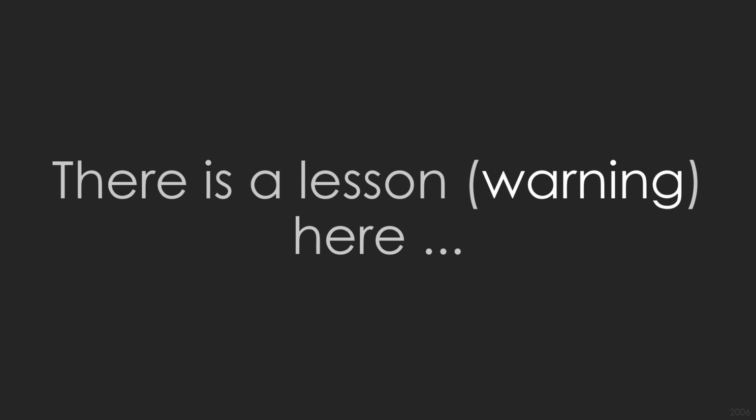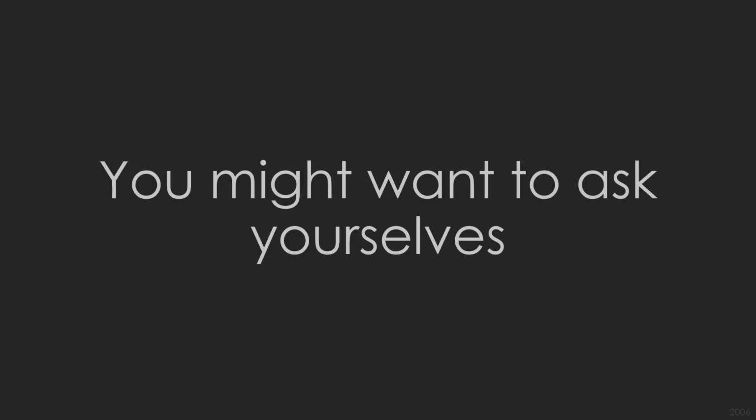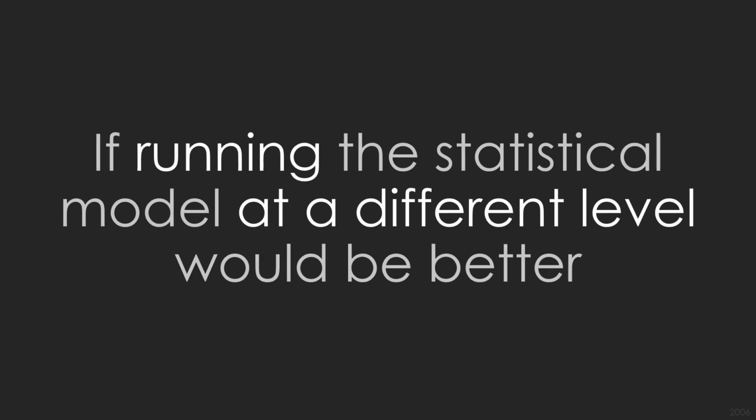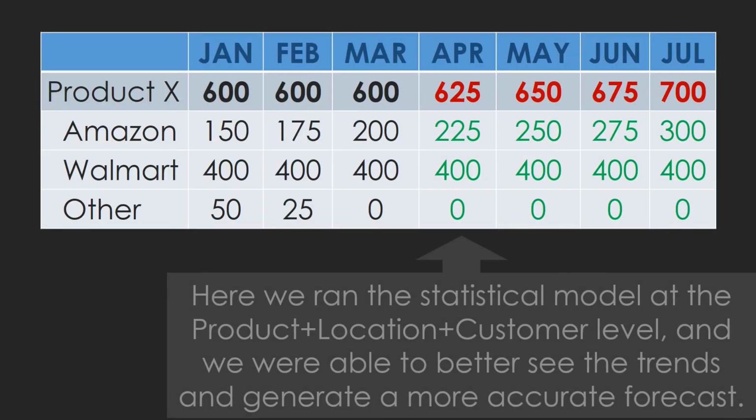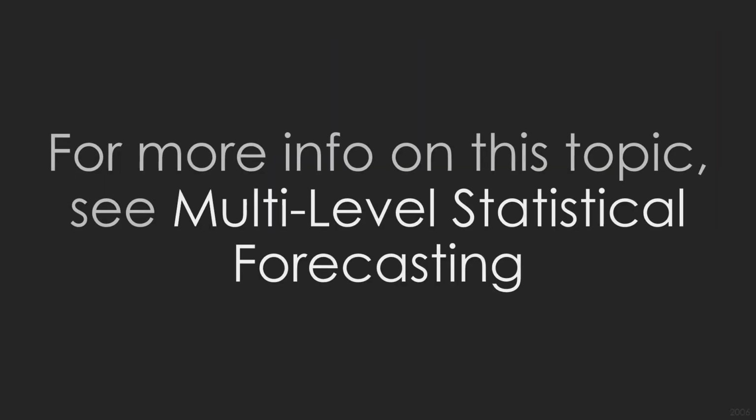There is a lesson warning here. If your proportional factor process becomes so complicated, you might want to ask yourselves if running the statistical model at a different level would be better. Here we ran the statistical model at the product location customer level, and we were able to better see the trends and generate a more accurate forecast. For more information on this topic, see multi-level statistical forecasting.